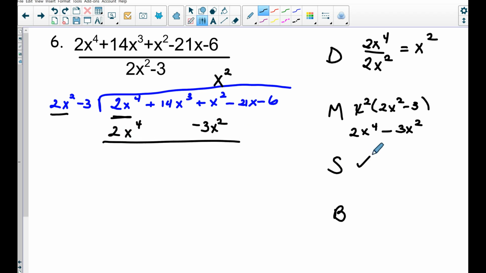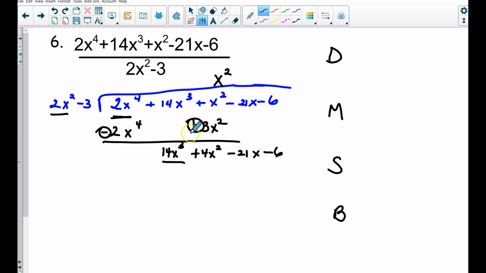We're up to the subtract stage. So we're in essence changing the signs of that second polynomial and then adding down. So the first term cancels. The second term, you're subtracting 0 from it. So it's just 14x cubed. x squared plus 3x squared is 4x squared. And now we're up to the bring down stage. And you're going to have negative 21x minus 6.